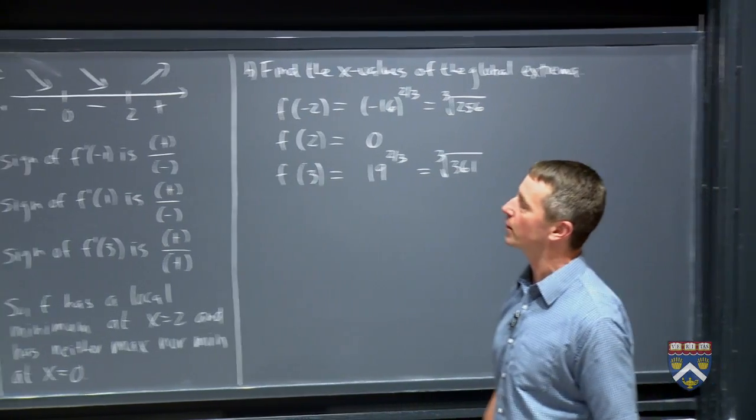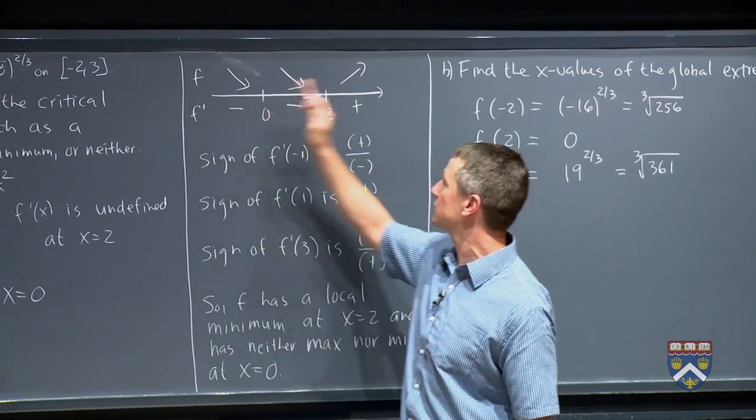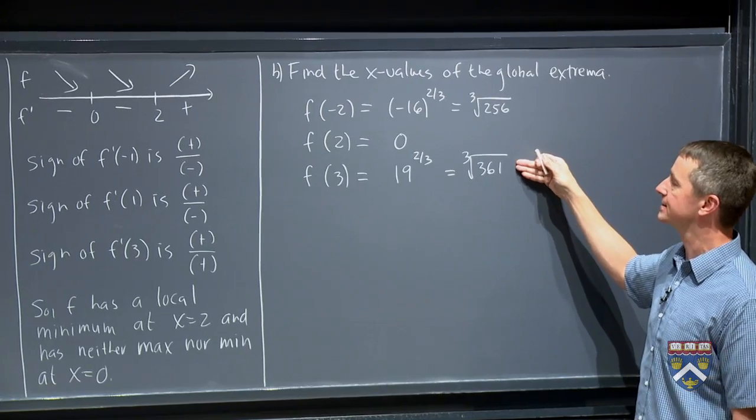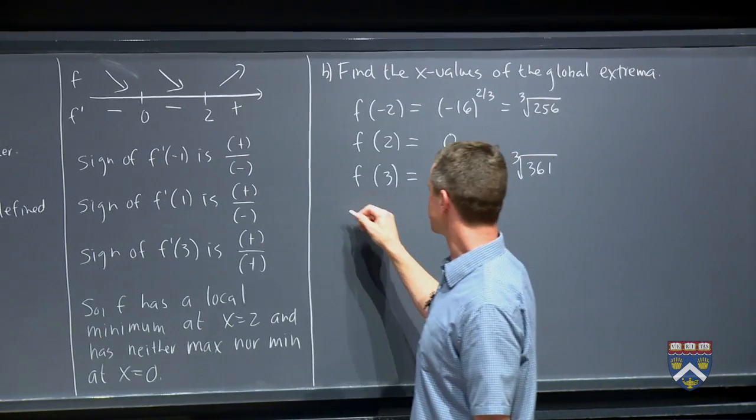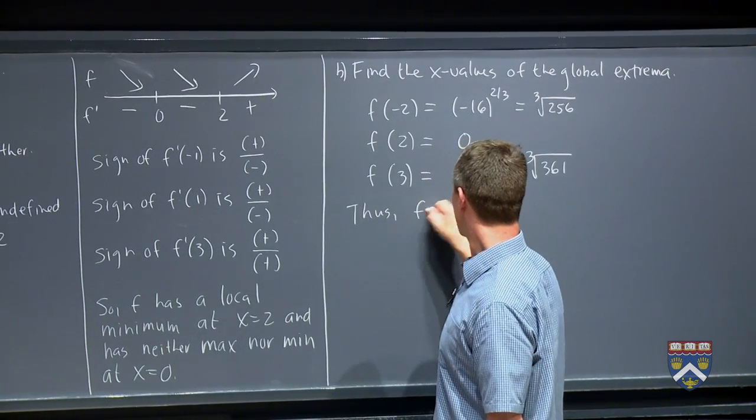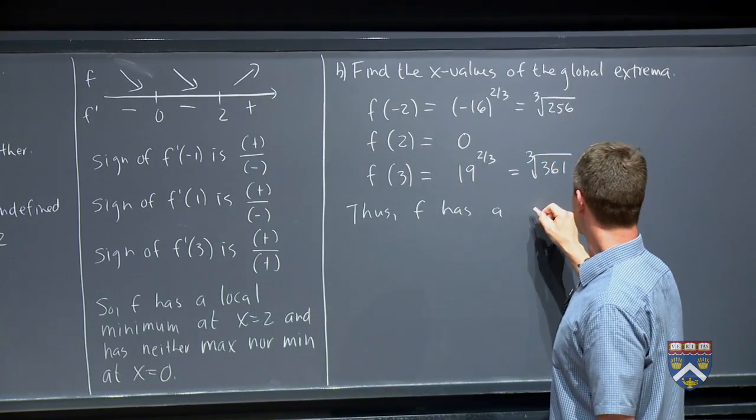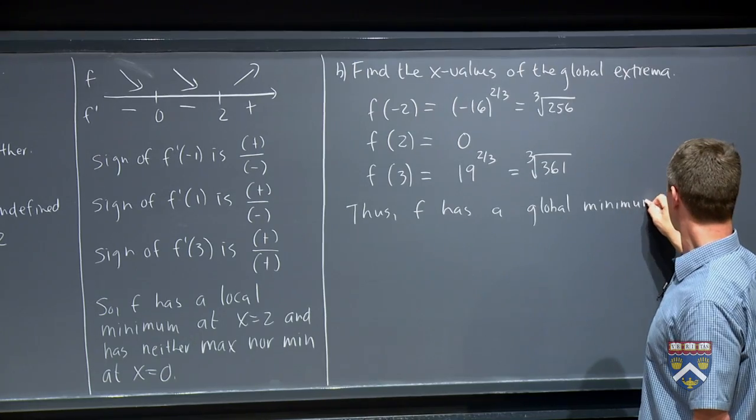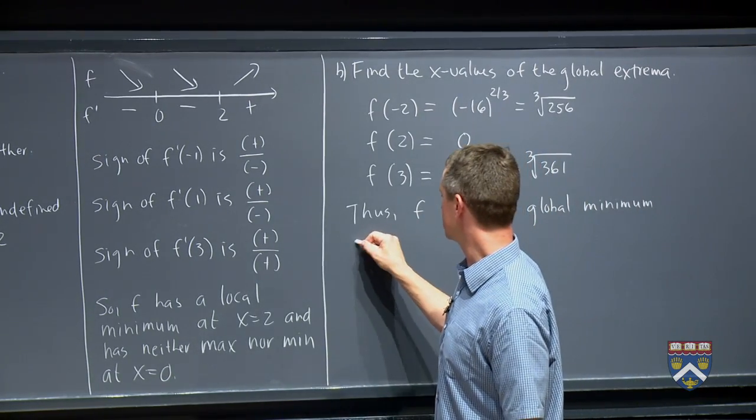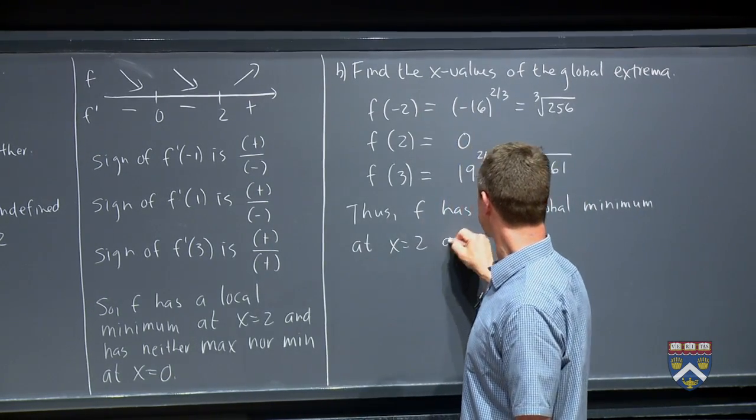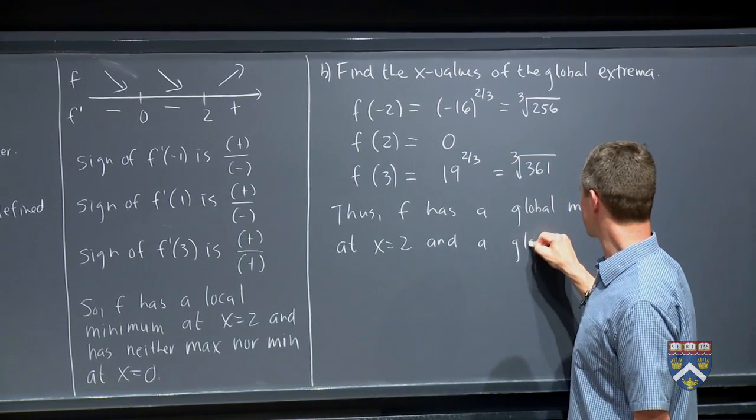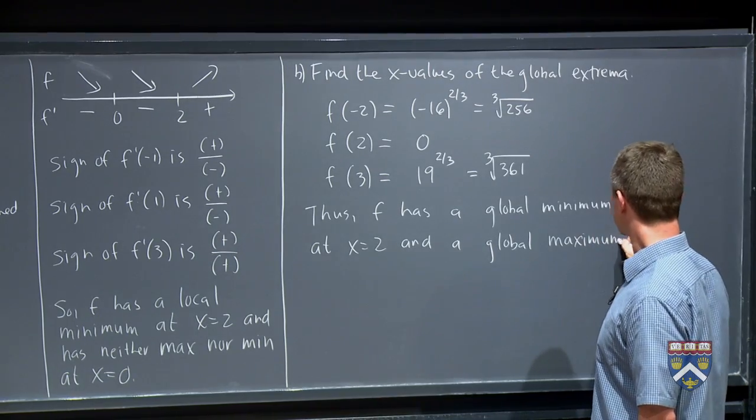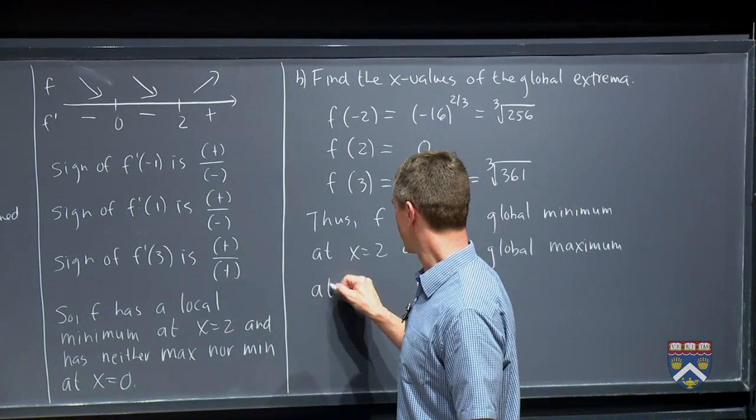So we were trying to figure out which endpoint was higher, at x equals negative 2 or at x equals positive 3. And by comparing these two y values of f, we see that this is where we're going to have our global maximum. Thus, f has a global minimum right where we thought it was going to be at x equals 2, and a global maximum at one of the endpoints, and in this case, it was at x equals 3.